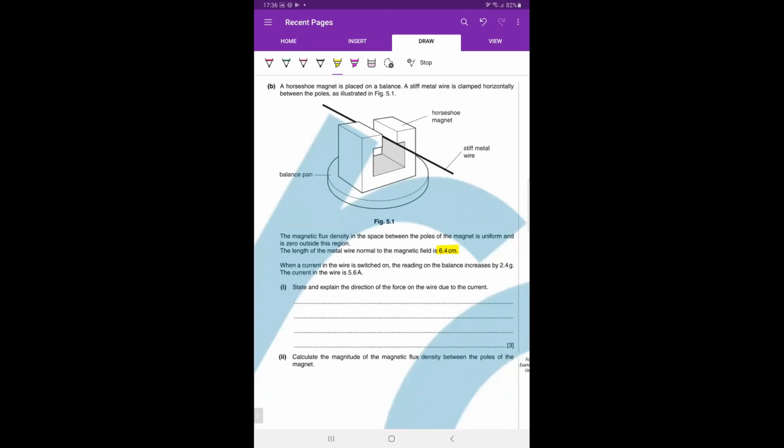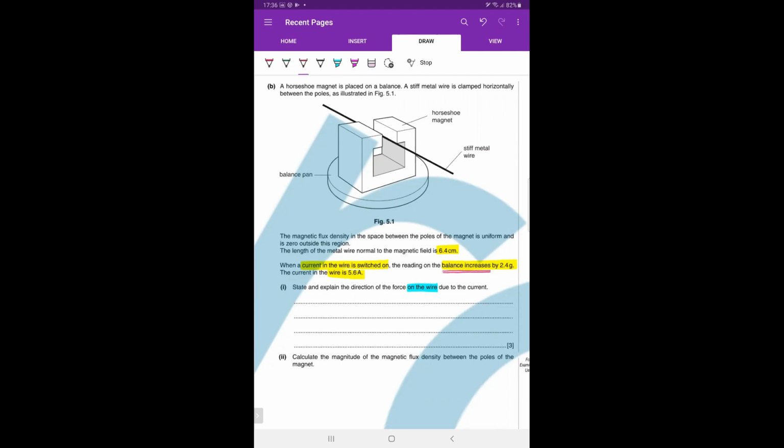When the current is switched on, the reading on the balance increases by 2.4 grams. And the value of the current for the time being is given to us as 5.6 amperes. So at least for the first part, the current is not an alternating current. For now I don't need to use any AC supply theory, at least in the first part. The question is asking you, state and explain the direction of force on the wire due to the current.